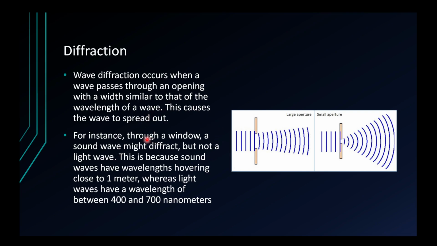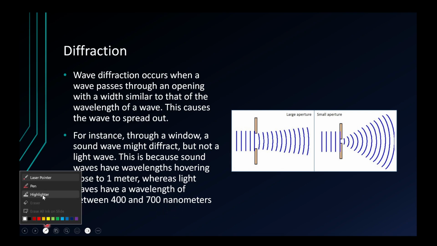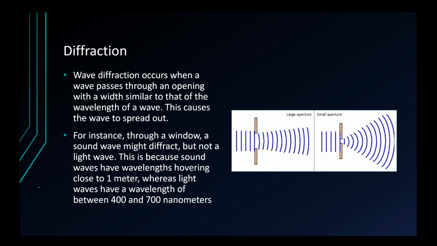If we actually shout out of a window, for example, the sound might diffract and spread out. That's because a sound wave is large enough that it can actually diffract through a window. However, light does not, because a light wave is roughly on the order of a couple hundred nanometers. A nanometer, just as a bit of a refresher, if you don't remember the scaling factor: nano means 10 to the minus 9. So a lot of these will be on the order of between 4 and 7 by 10 to the negative 7 meters, or 400 and 700 nanometers.